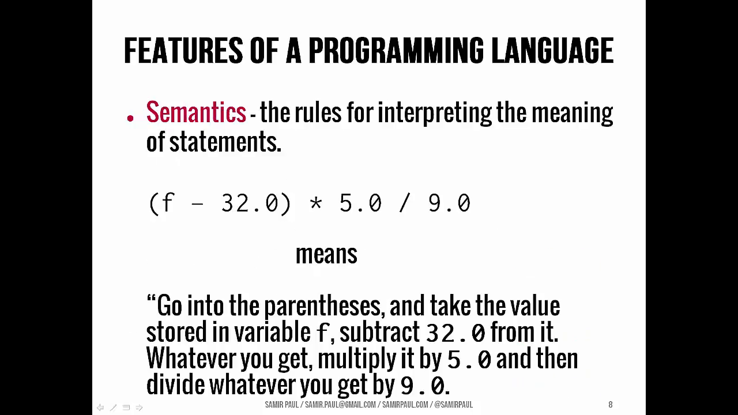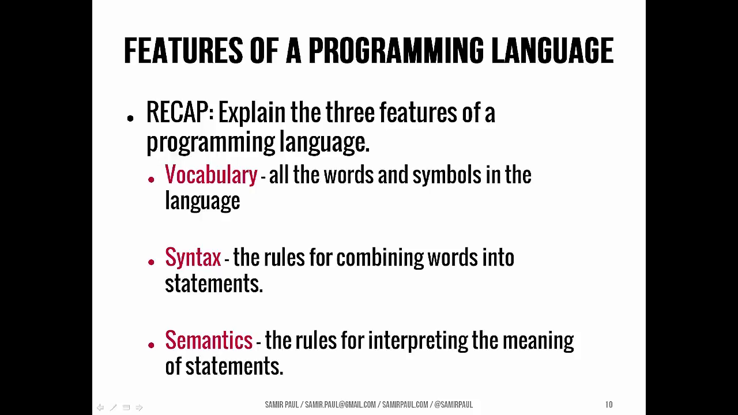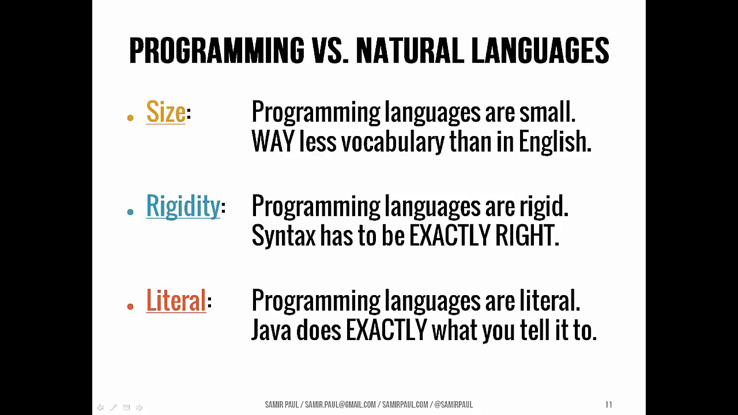So we talked about vocabulary, we talked about syntax. Semantics is a third feature. Those are the rules that we use for interpreting the statements. An example here is, if you remember this snippet of code from the temperature converter, there are semantic rules that Java follows. Most notably here, that's the order of operations. So just to recap, those three features: the vocabulary, all the words and symbols in the language; the syntax, all the rules that we use to combine those words into statements; and semantics, the rules for how we make meaning from those statements. So those are some similarities between Java and natural language like English.